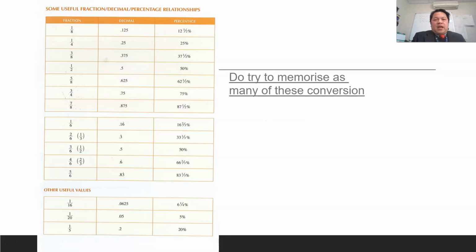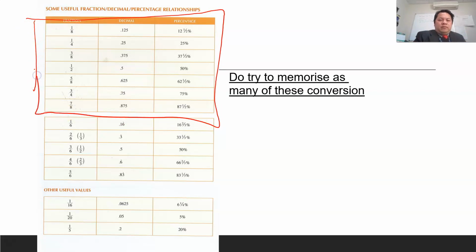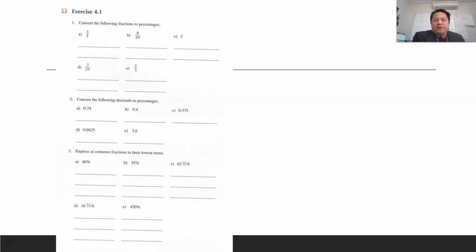Okay, so these are good things for you to know. Try to memorize as many of them as possible, especially the first part here. I think these are very good information for you to memorize by heart. Okay, and then from here you have to finish exercise 4.1.